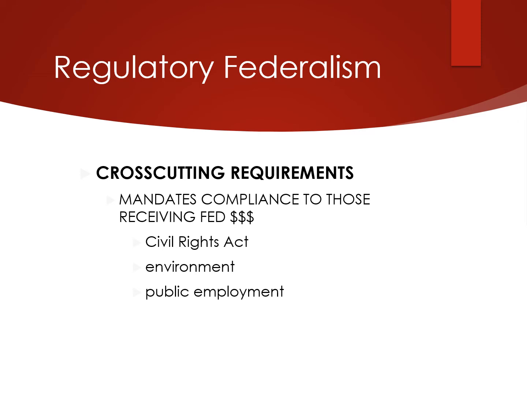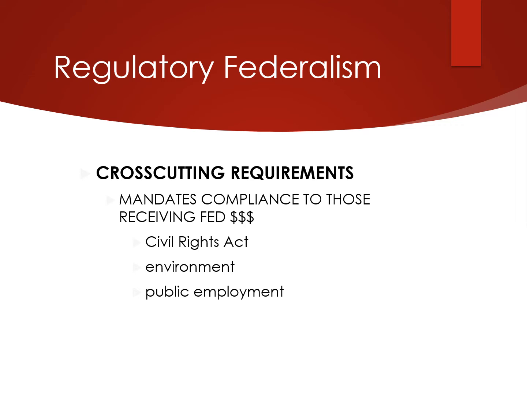Okay, the first one I'm going to talk about is called cross-cutting requirements. And this one says if people are receiving any kind of federal money, they have to comply with certain programs that the U.S. government has. Let me give you an example of this. If you've ever worked, and I'm sure many of you have, somewhere on that application there is this one clause that says, we do not discriminate against race, color, creed, national origin. That's the Civil Rights Act.